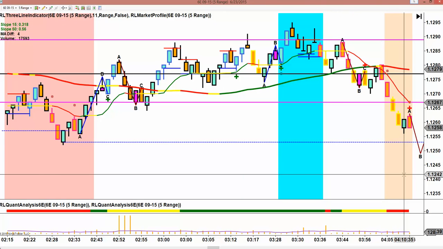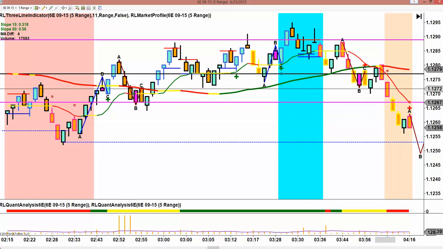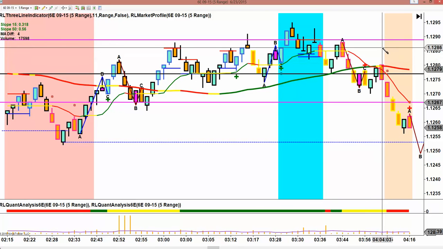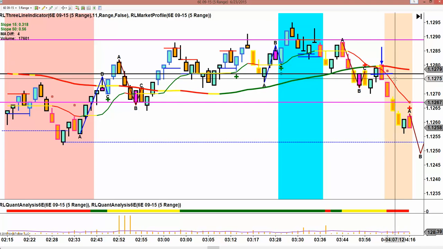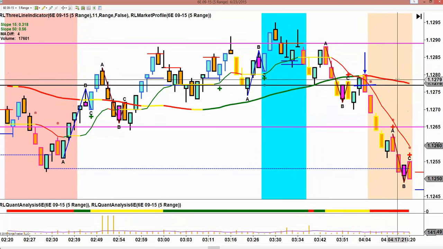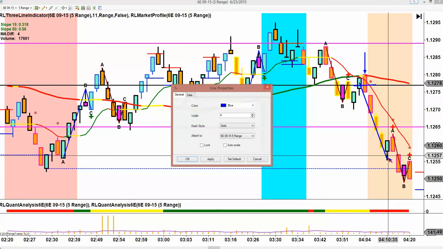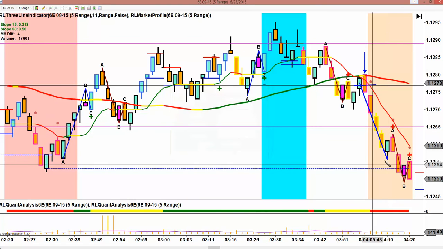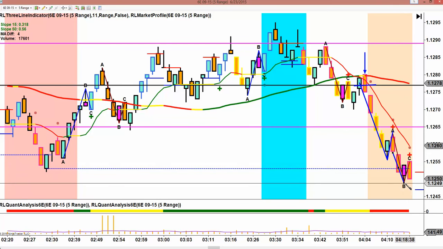Here's a great trade. Right here. Nothing to stop you. Now here is a really nice trade. This one, no, it's not. It's right into the point of control. You can't take it. But here's the great trade. The retracement, up. Quant line's obviously red. Down you go.